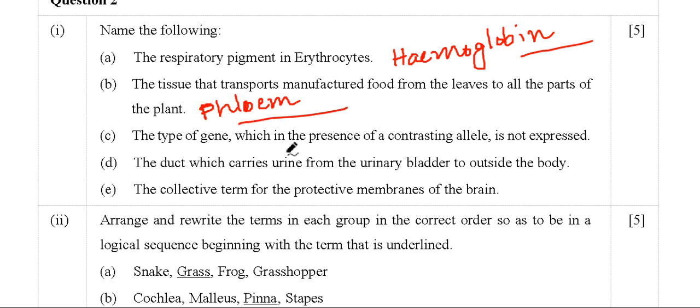The type of gene which, in the presence of a contrasting allele, is not expressed. Suppose here I'm writing capital T, small t. When capital T is there, it is not possible to express through this small t. The small t is not expressed when capital T is there. So in the presence of the contrasting allele, this one is not able to express. So we will call this allele the recessive allele. Recessive.